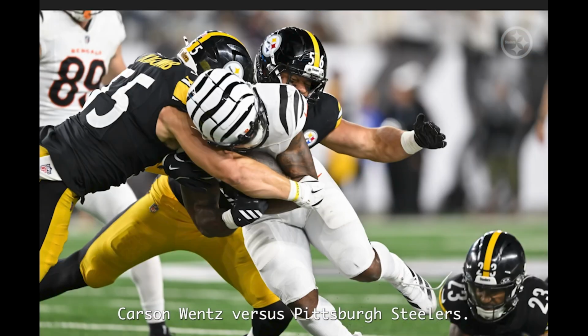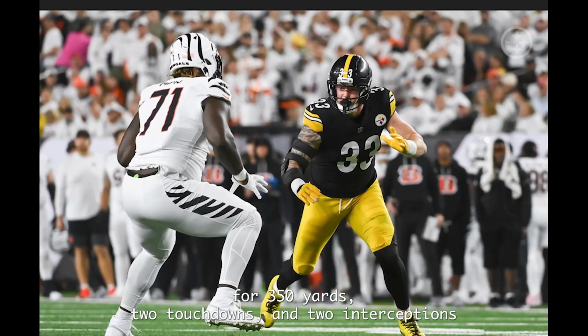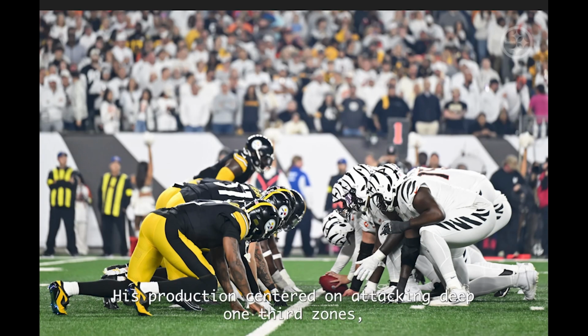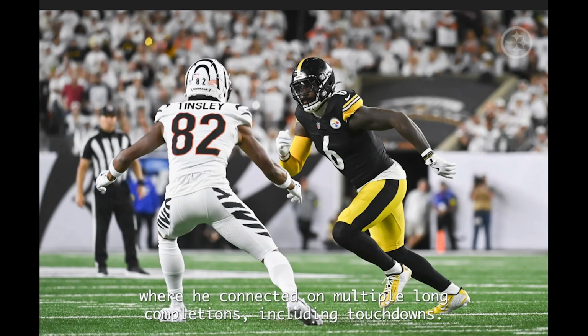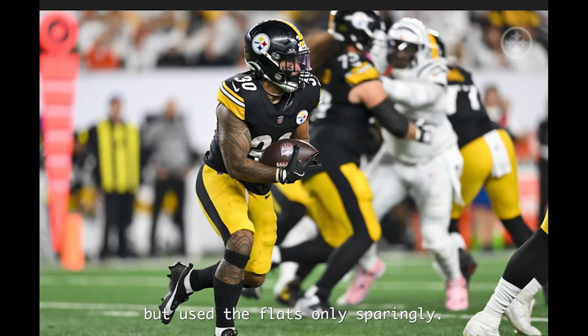Carson Wentz versus Pittsburgh Steelers. Wentz completed 30 of 46 passes for 350 yards, 2 touchdowns, and 2 interceptions, with a modest plus 0.9% CPOE. His production centered on attacking deep one-third zones, where he connected on multiple long completions, including touchdowns. He also generated consistent results in the hook and curl areas, but used the flats only sparingly.